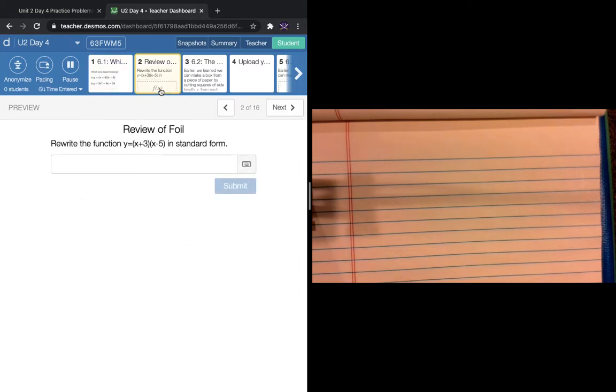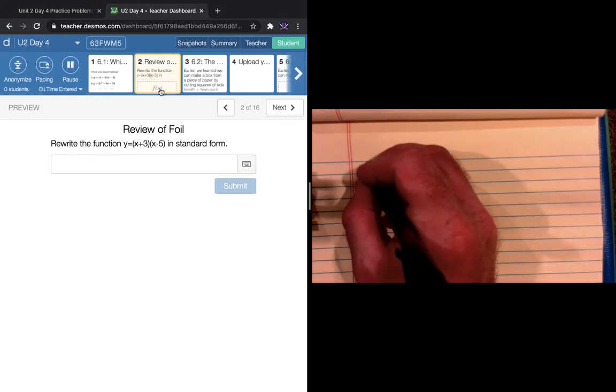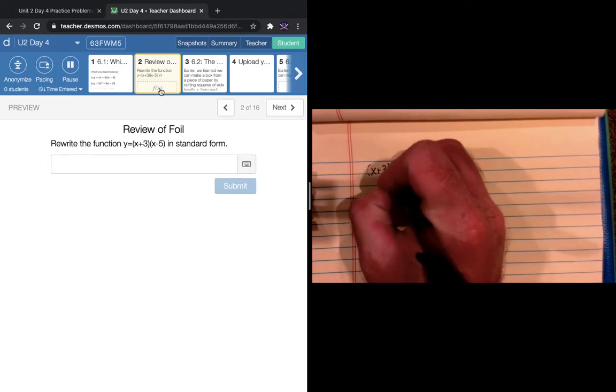Okay. Rewriting in standard form. So let's review FOIL. Remember yesterday we did some solving of quadratics and factoring them out. Now we're going to reverse engineer that, and we're going to FOIL.